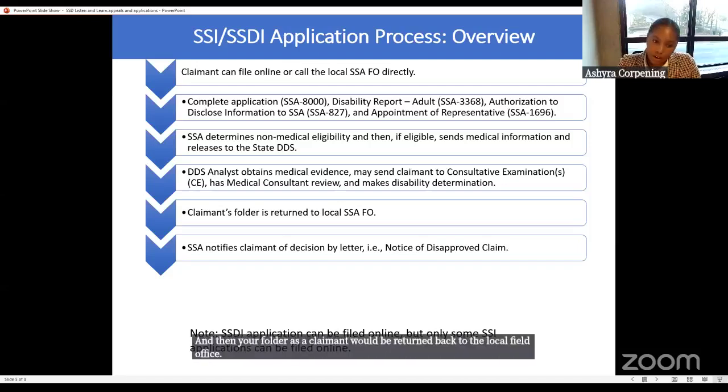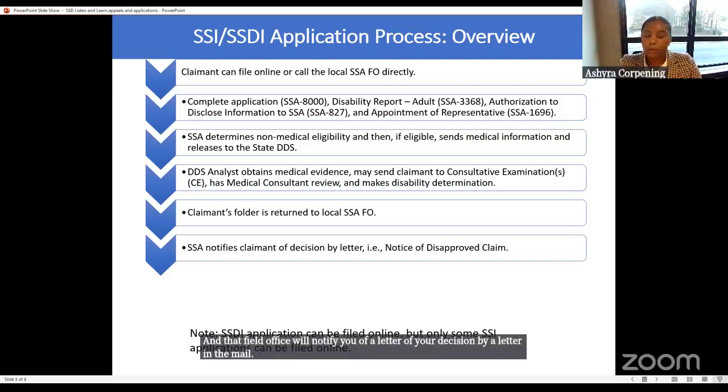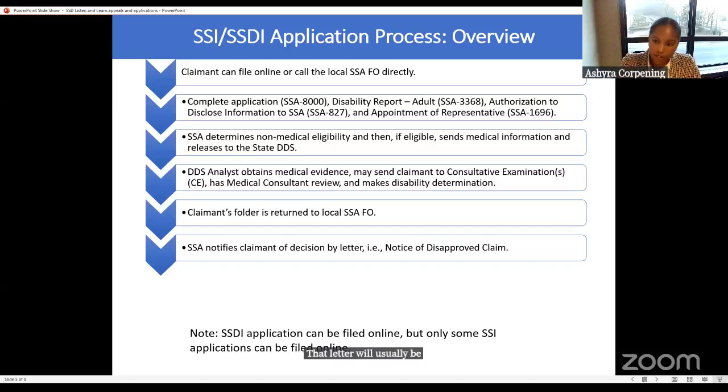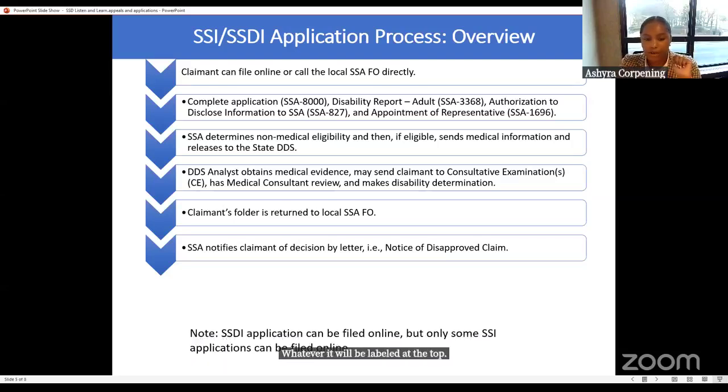And that field office will notify you of your decision by a letter in the mail. That letter will usually be titled something like notice of disapproved claim or maybe approved claim, whatever, it will be labeled at the top. And so that's how you know what's happening with your case. And so it's important to check the mail after you apply.